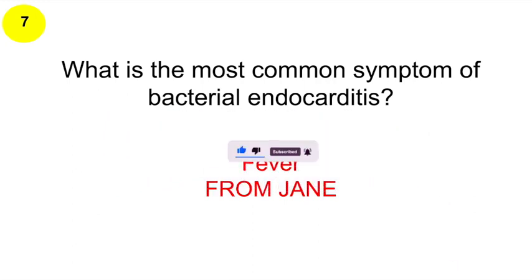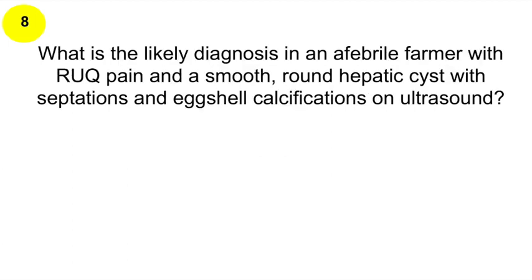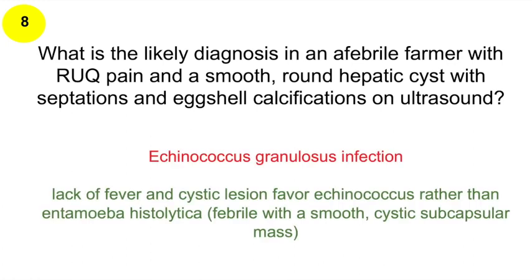What is the likely diagnosis in an afebrile farmer with right upper quadrant pain and a smooth, round hepatic cyst with septations and eggshell calcifications on ultrasound? Echinococcus granulosus infection. So recall that this is a cestode, and patients with this infection can present with a lack of fever and cystic lesions. However, for an infection with Entamoeba histolytica, these patients would be febrile with a smooth cystic subcapsular mass.